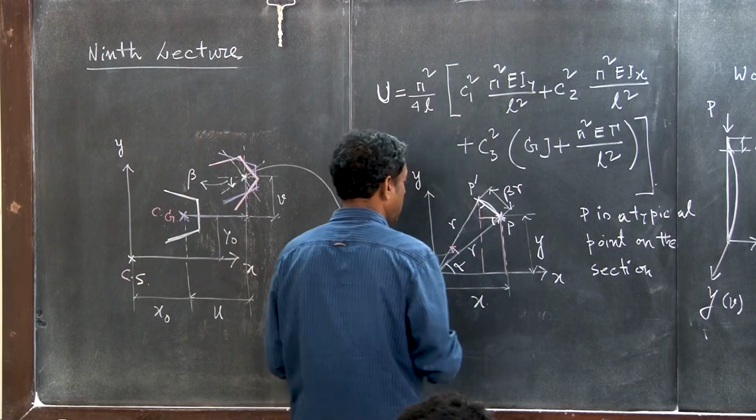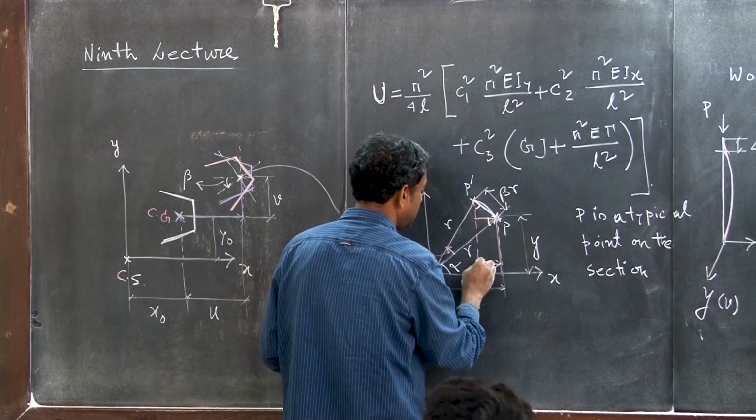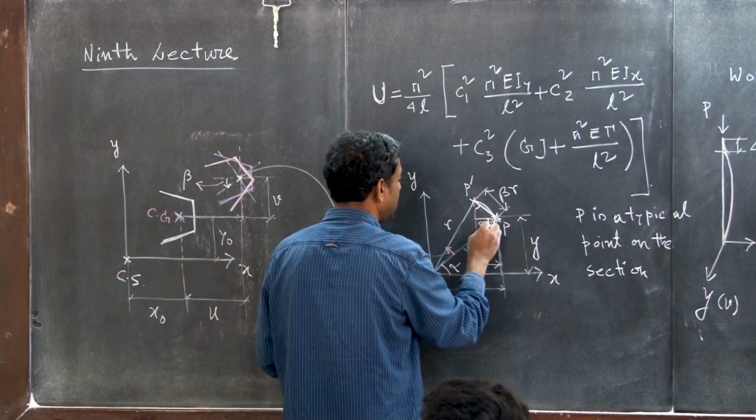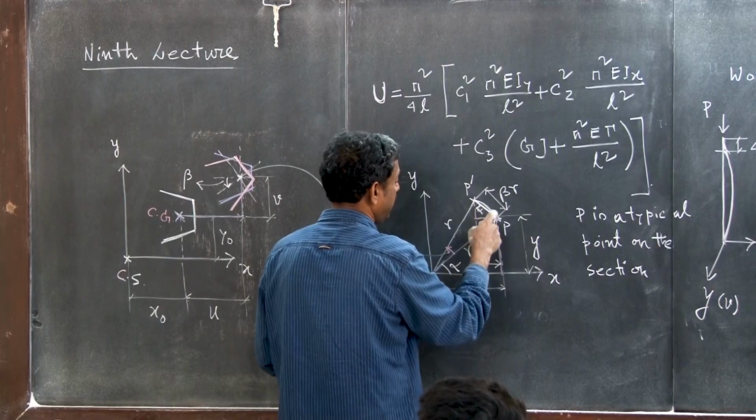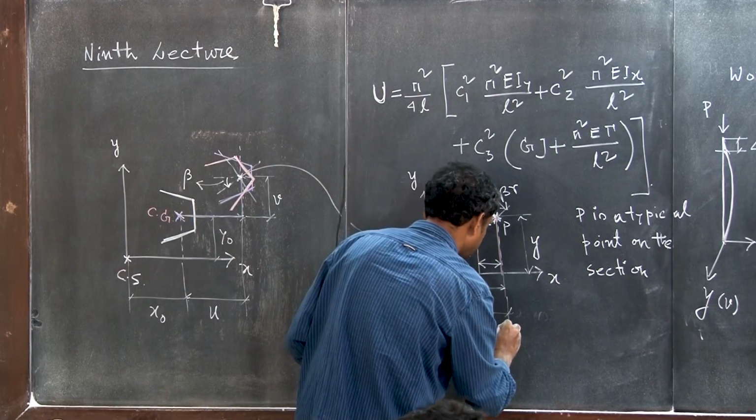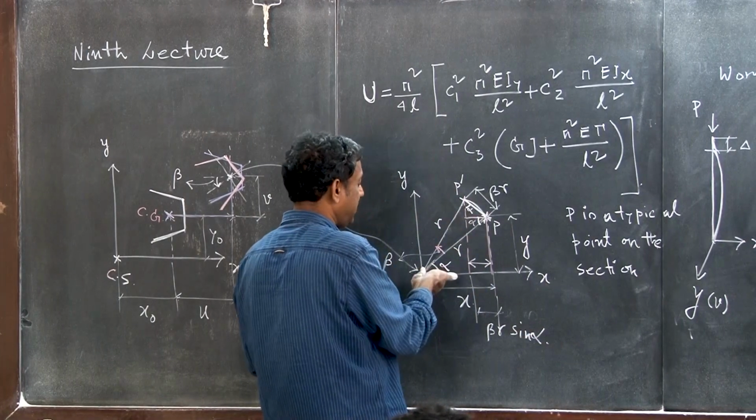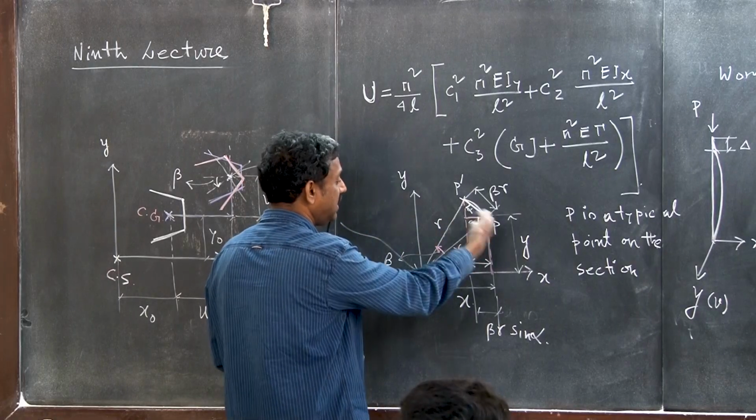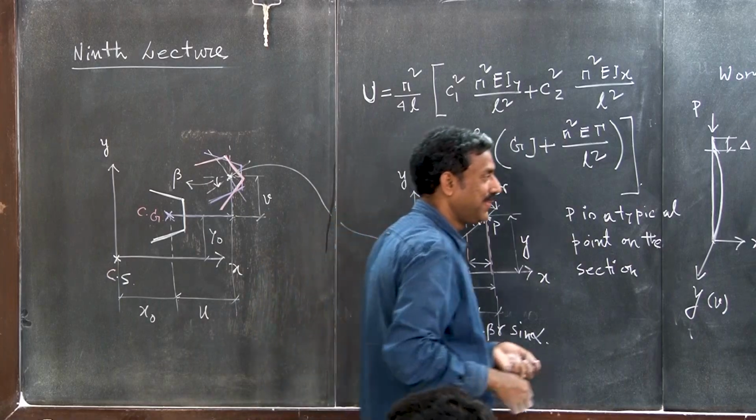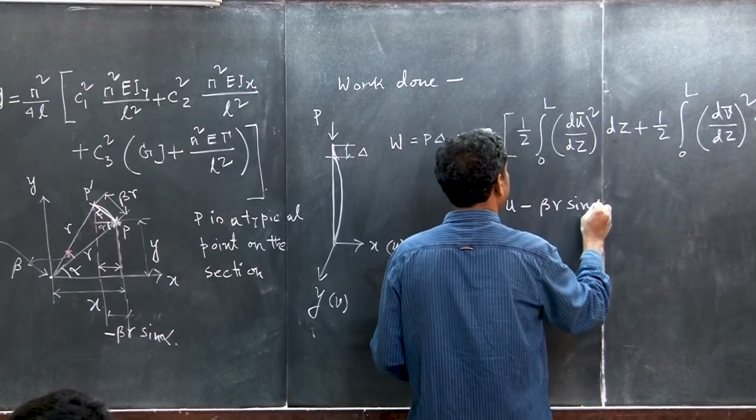If that is beta into r, then what is this distance? This angle is alpha, so it is beta r sin alpha. And if it is positive beta, anticlockwise beta, then this fellow is moving in the opposite direction, that means minus beta r sin alpha, right. So, what I can say is u bar is u minus beta r sin alpha.